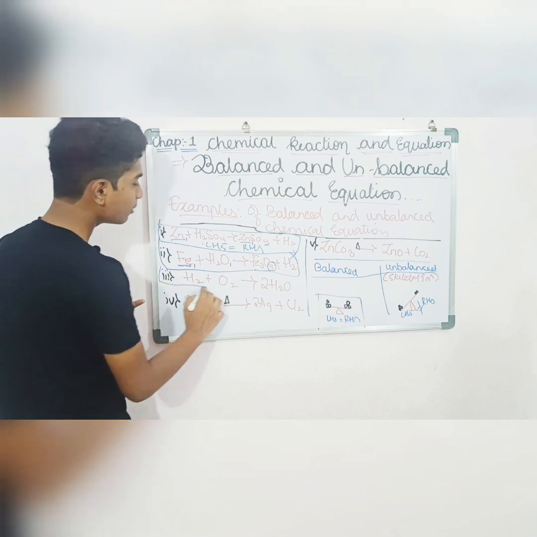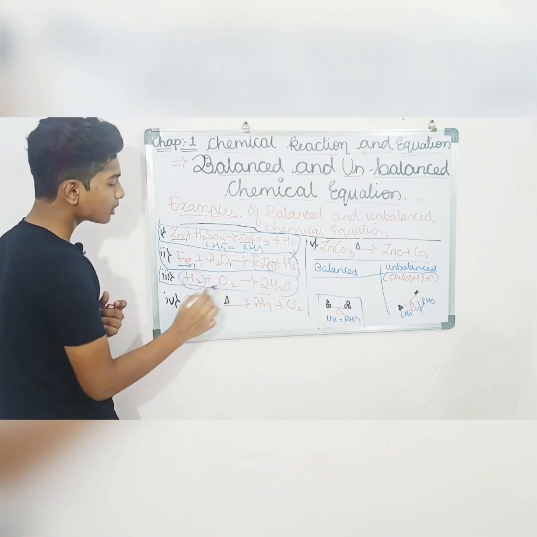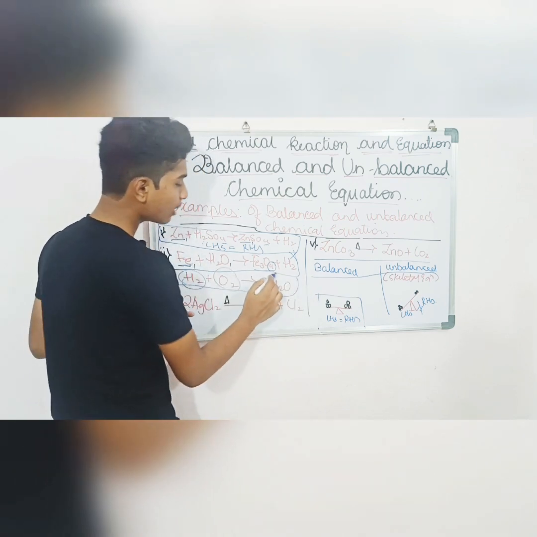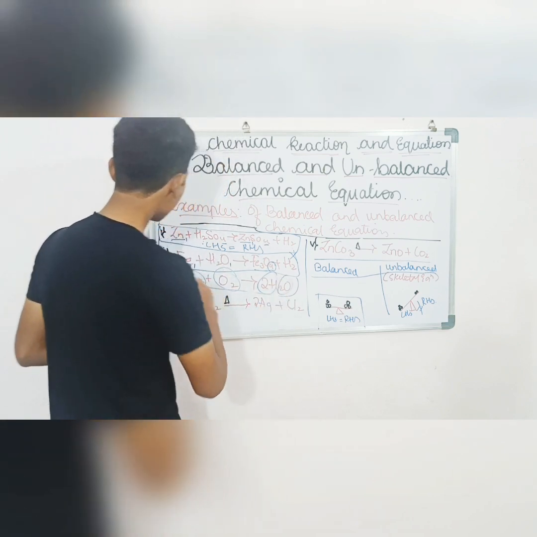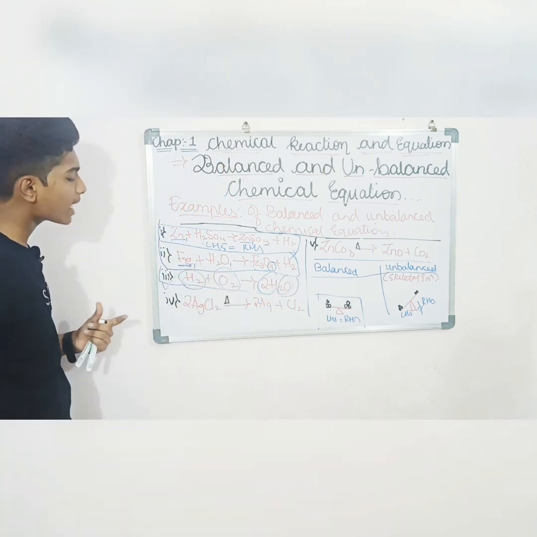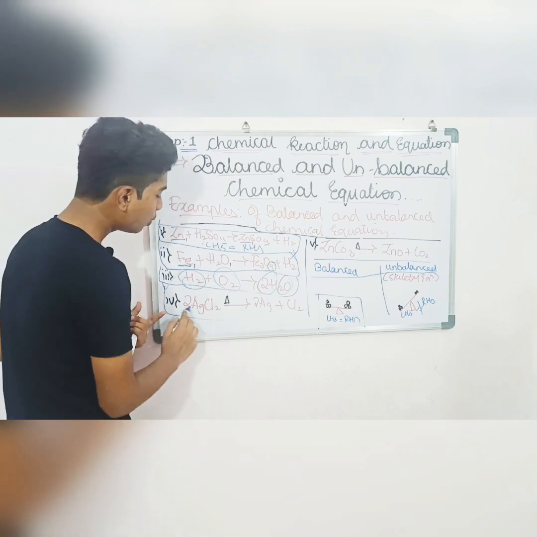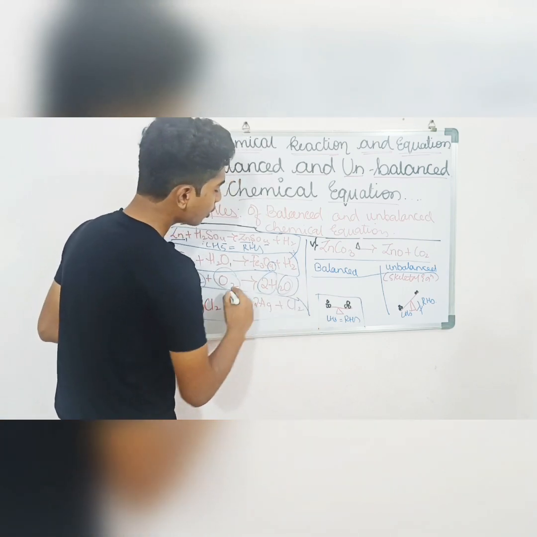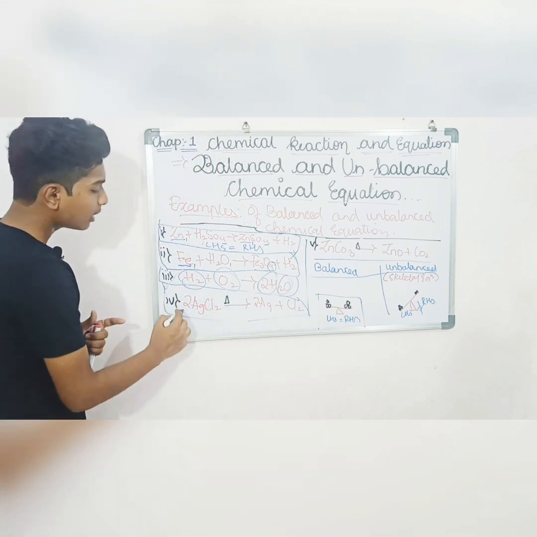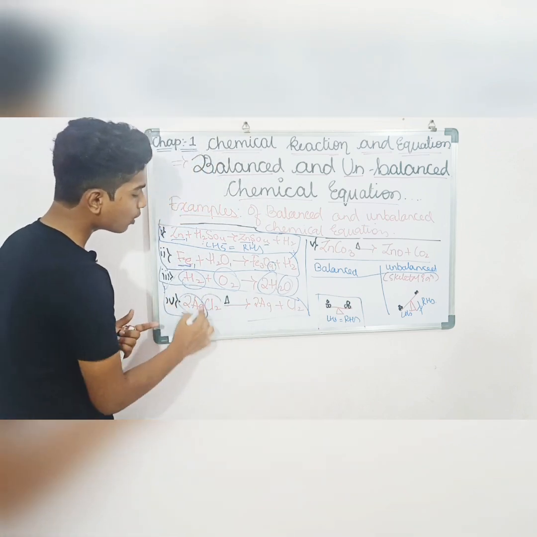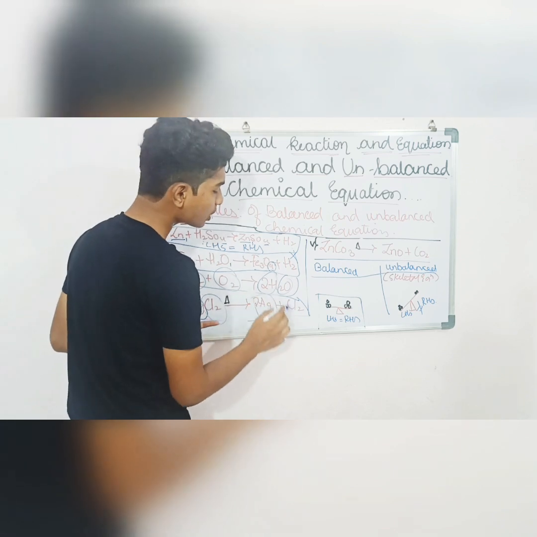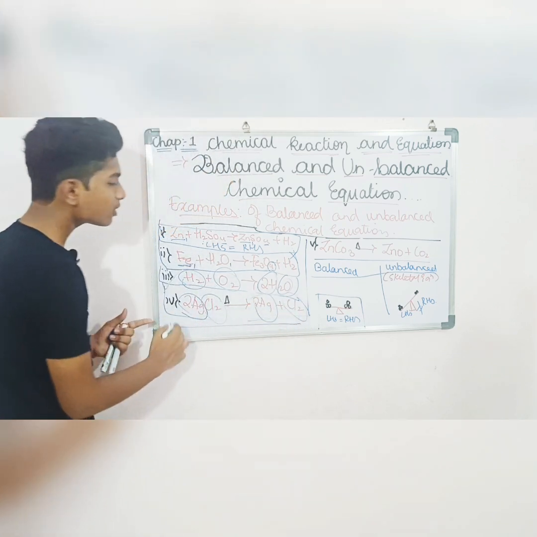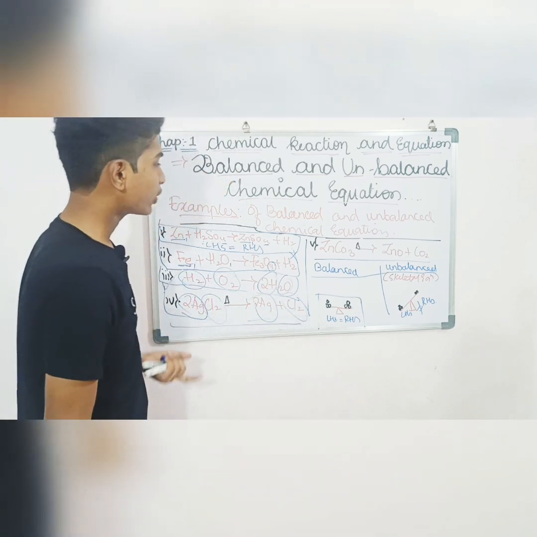So, we'll move to the third example. Hydrogen atoms are 2, oxygen atoms are 2, and here also hydrogen 2 and oxygen 2. Hence this third chemical reaction is also balanced. Fourth one, 2 AgCl. AgCl when heated gives 2 Ag plus Cl2. Okay. Here 2 silver atoms and 2 chlorine atoms are there, so here also 2 silver atoms and 2 chlorine atoms. So this is also a balanced chemical equation.